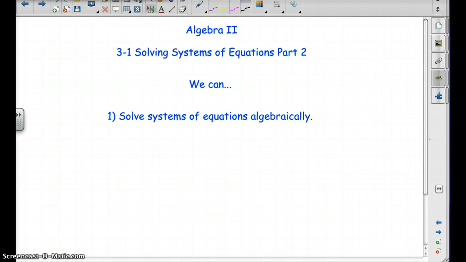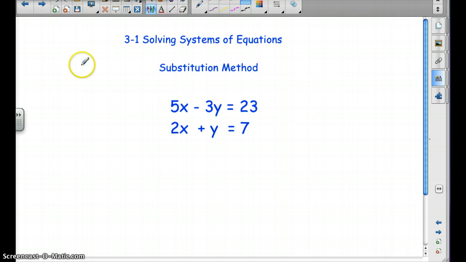Hello, Algebra 2 students. We're going to finish up Chapter 3, Section 1, and we're going to solve systems algebraically. So the first method is called the substitution method, and what you can do here is always look for a variable with a coefficient of 1. I think that's the best way to use substitution.